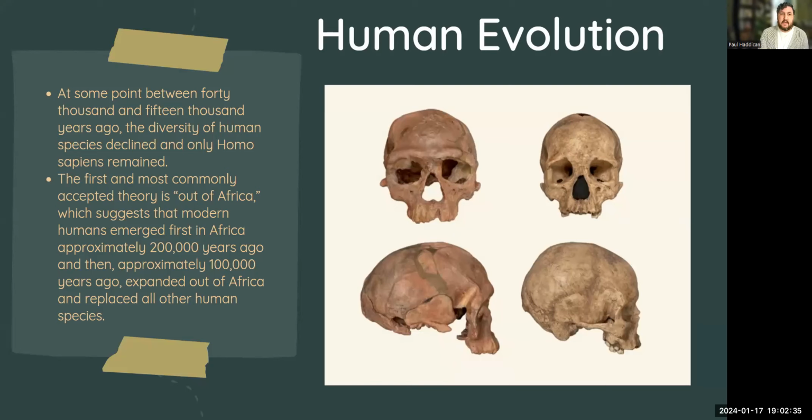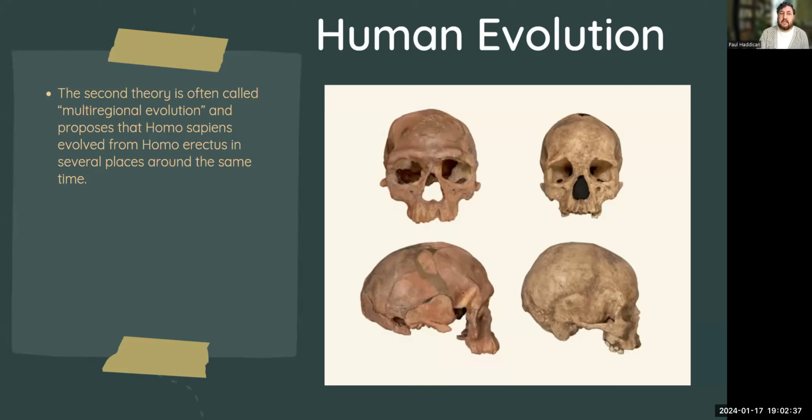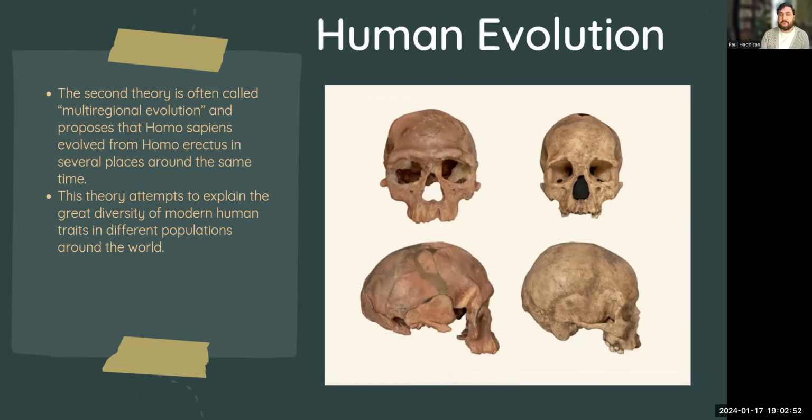There is another theory that suggests a multi-regional evolution, which basically says that Homo sapiens evolved from Homo erectus around the same time in several different areas of the world. There is some evidence to back this theory up, but mostly it's a way to explain how we have such diverse human populations.